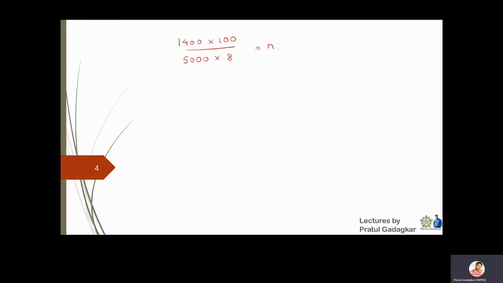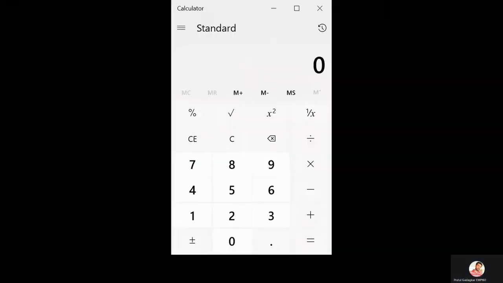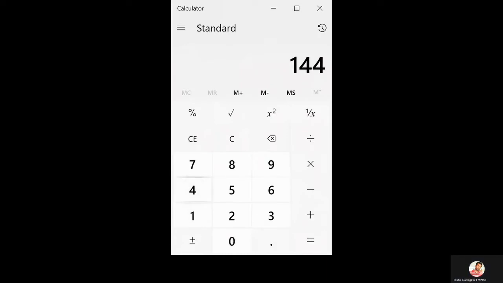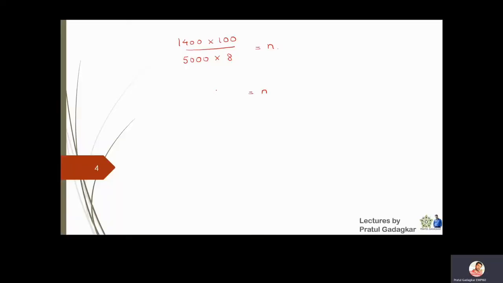Now we will use a calculator and find what n is equal to, which is the number of years. So 1400 multiplied by 100 is equal to 140,000, divided by 5000 is equal to 28, and again I have to divide by 8, so it is 3.5. So n is equal to 3.5 years. What is the meaning of 3.5 years? 3.5 years means 3 years and 6 months.